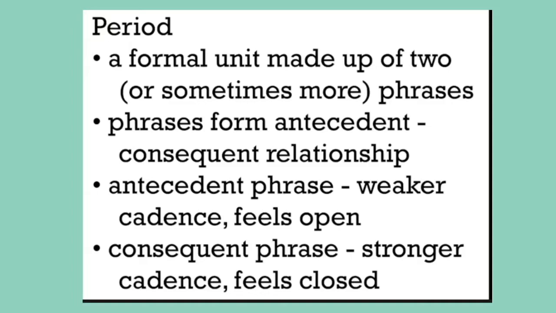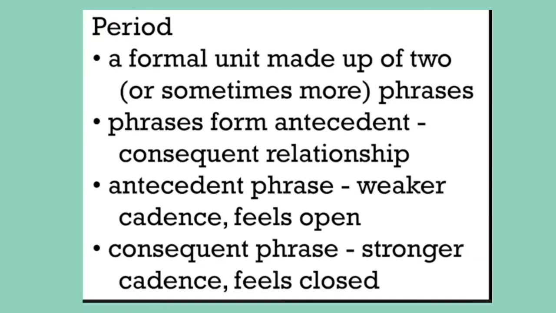Those phrases form a particular relationship that we call antecedent and consequent. The first phrase is the antecedent phrase. What makes this phrase the antecedent is that it has a weaker cadence, and it has a feeling of open. The antecedent phrase needs to be resolved, it needs to be answered. It leaves us hanging, wanting something strong. And the consequent phrase, the phrase that comes next, has a stronger cadence. And it feels closed. It feels like we've resolved that openness.